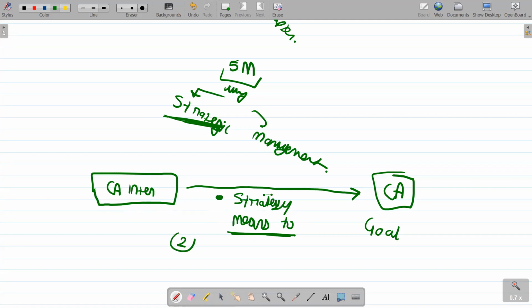In other words, we can also say that strategy is a plan. Can't we say it is a plan? Yes, we can say it. So a strategy is a plan. And what plan? It is such a plan that assures that the basic objective or basic goal is achieved. So two things we have studied till now. What is a strategy? Strategy is a means to achieve that goal. And second, strategy is an integrated plan, such a plan which assures that the basic objective is achieved.